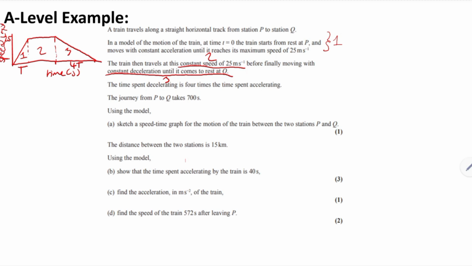And it also says that the journey from P to Q takes 700 seconds. So we can just mark 700 over here. And that's part A done. Now using this, and using the additional information which says that the distance between the two stations is 15 kilometers, which is 15,000 meters, we need to show that the time spent accelerating by the train is 40 seconds.